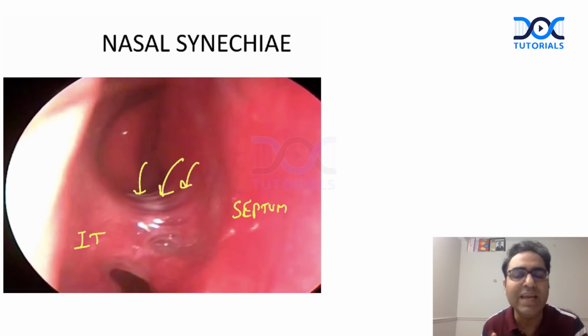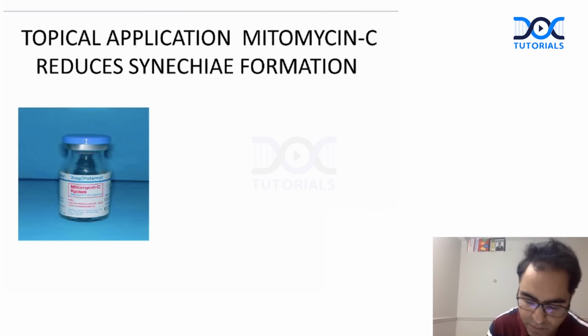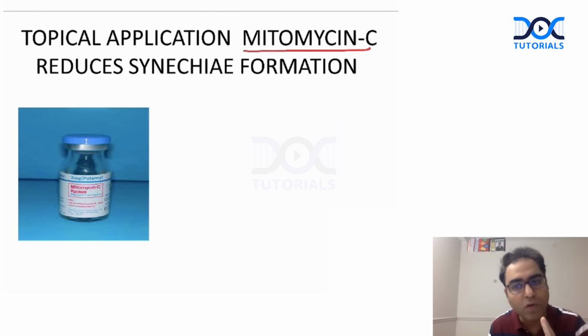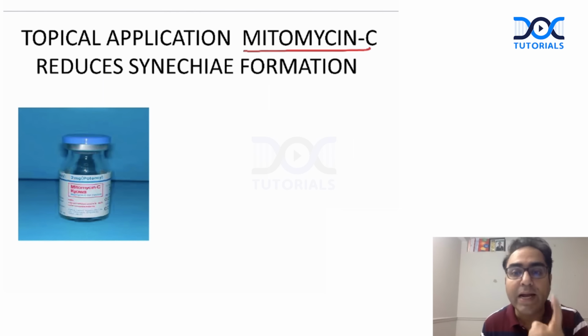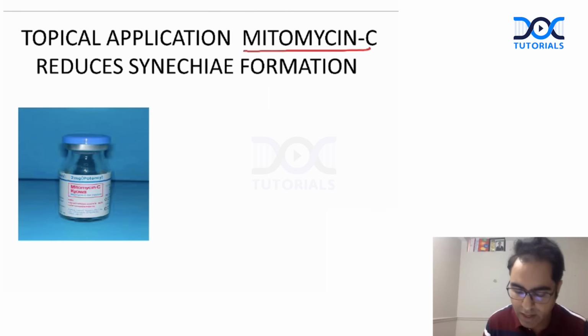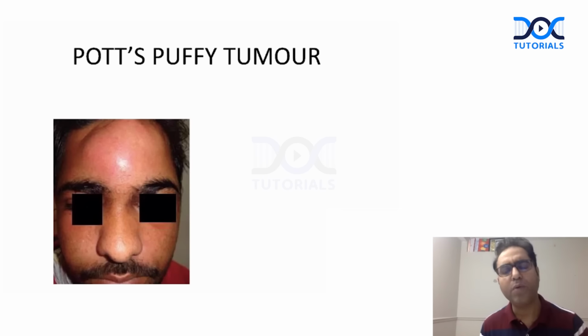How to prevent synechiae formation in the nose? The answer is mitomycin C. The topical application of mitomycin C reduces synechiae formation. This is a very famous question again. Mitomycin C is used in laryngotracheal stenosis also, choanal atresia management also, and in this case also, because it is an anti-cancer drug with additional anti-fibroblastic properties. So which drug is used to prevent the formation of synechiae? Mitomycin C.